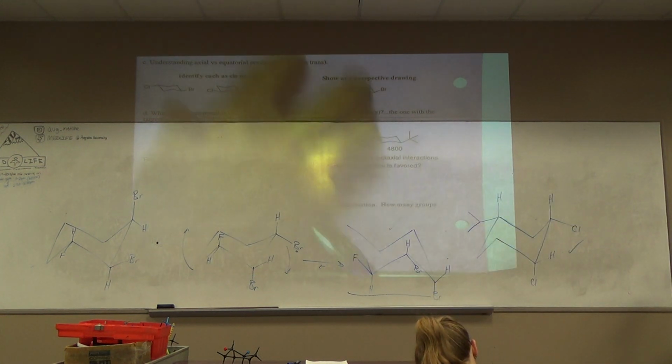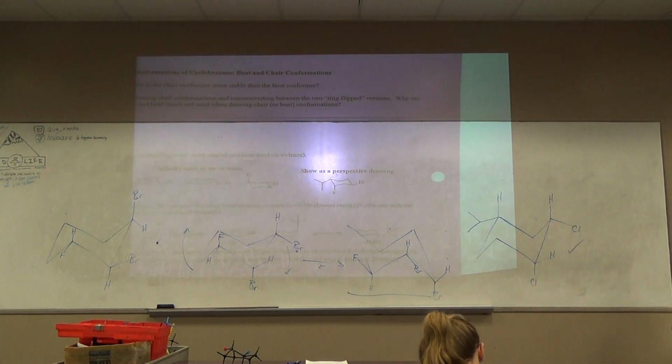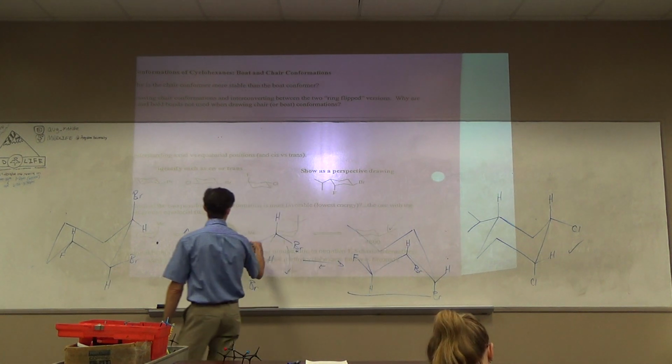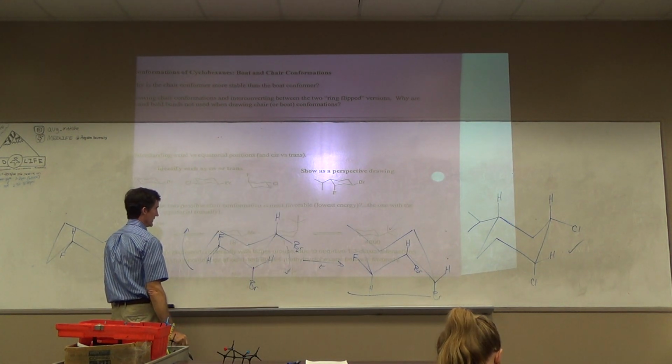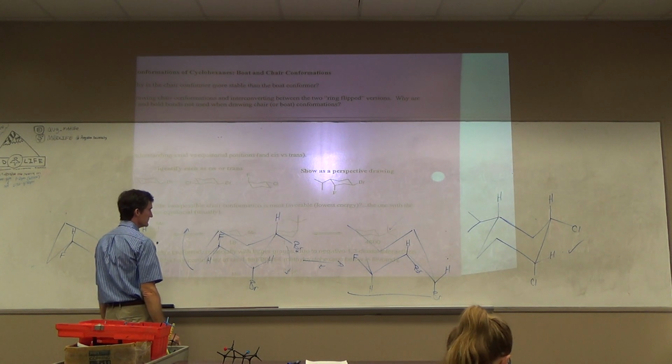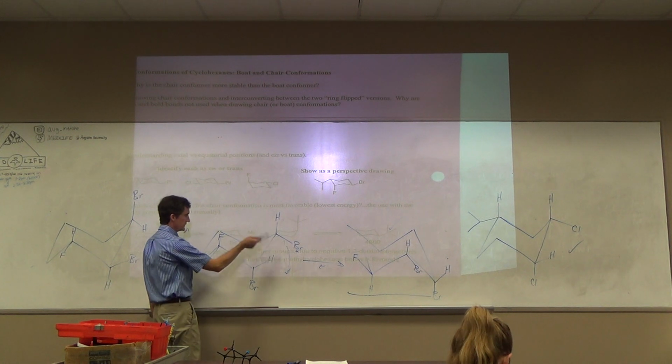Okay, any questions on that page? Yes, I have a question. When attacking these questions, would you recommend that we first draw everything in as cis or trans, and then figure out whether or not our biggest groups are equatorial? Well, that's what I did. I drew everything in and I looked at it. Okay, so first figure out if they're cis or trans, draw them as such, and then make sure that the biggest groups are equatorial. Yeah, and the two I did just that.